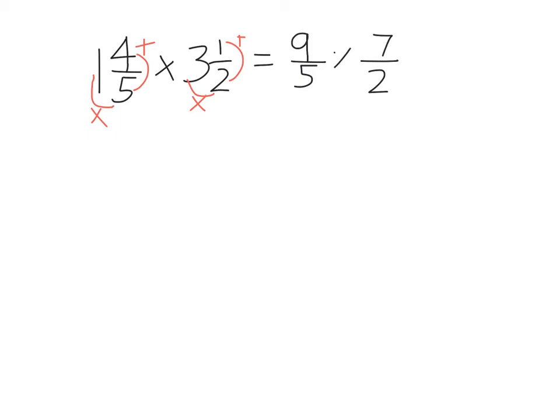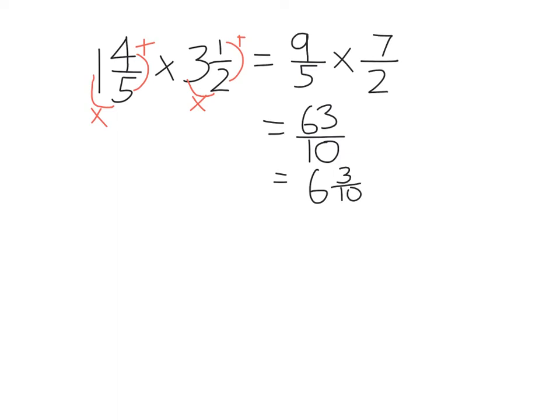So now we just multiply together these two improper fractions. So 9 times 7 is 63. 5 times 2 is 10. So our answer is 63 over 10. Now, as I said before, sometimes you need to give your answer as a mixed number. So we'll convert this back to a mixed number. 63 divided by 10, well, 10 goes into 63 6 times, remainder 3, and we keep the same denominator.